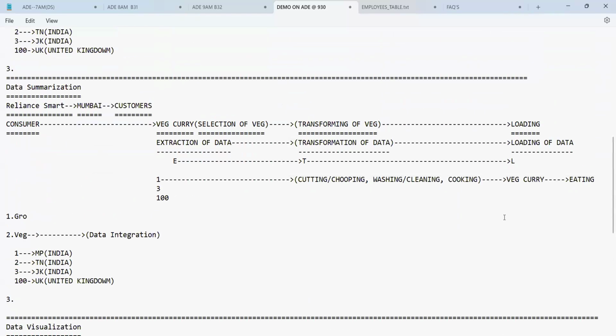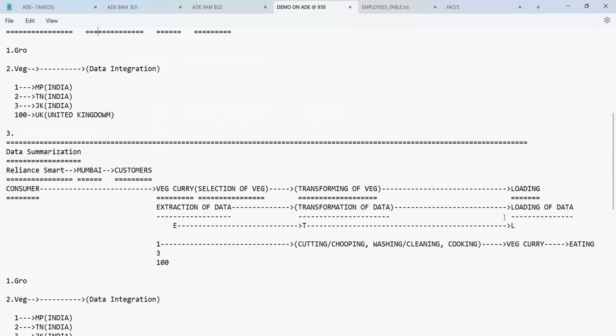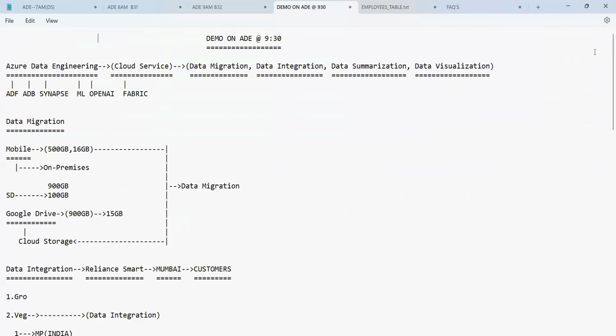So here, can you see, guys? This is the whole thing: the process of data migration, data integration, data summarization, as well as data visualization. All of them together are called a data engineering activity. As a part of this, we are going to see all of this: data migration, data integration, data summarization, and data visualization.